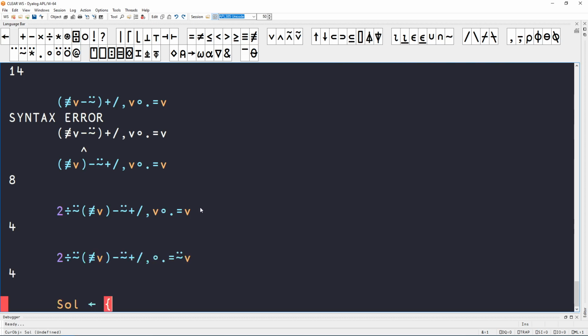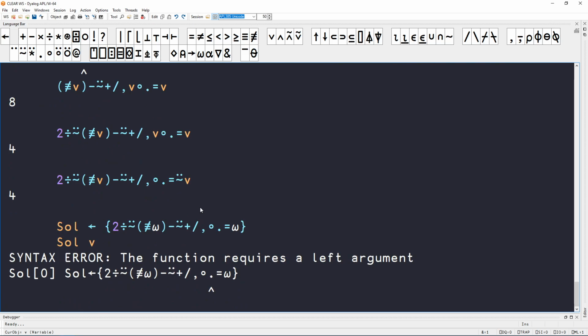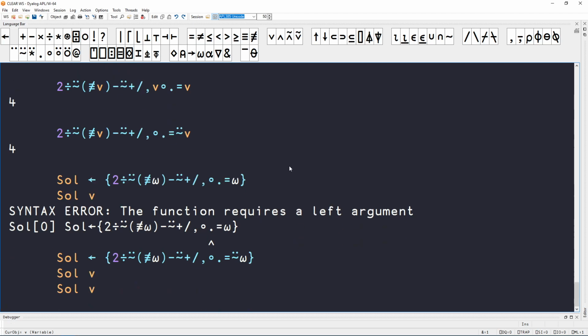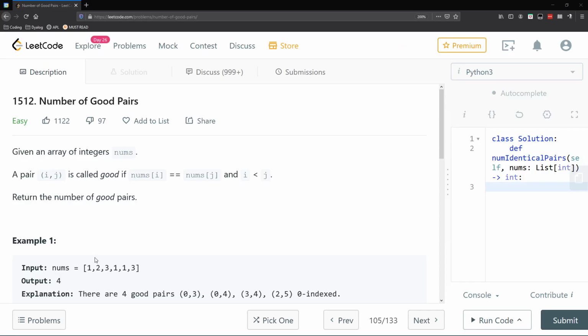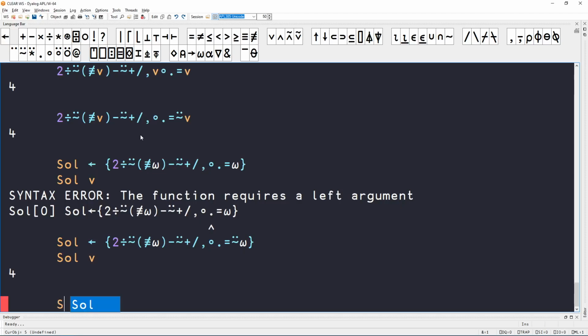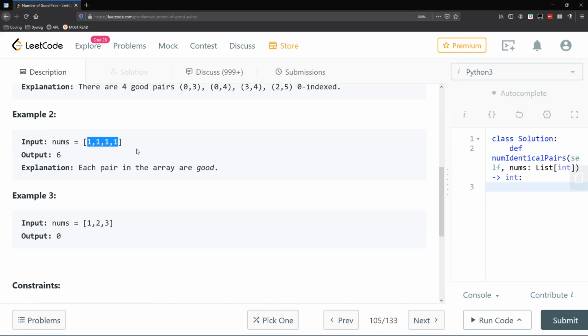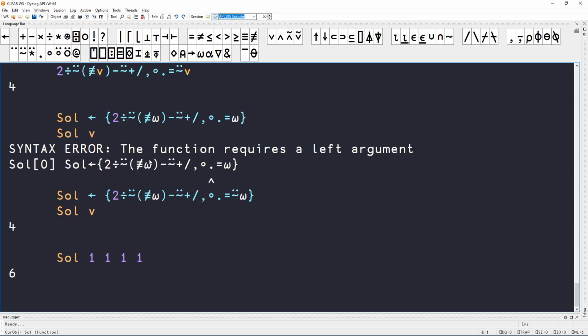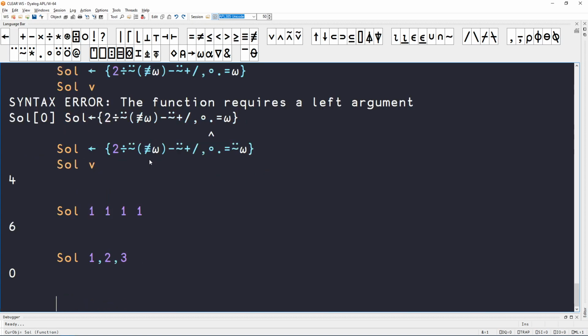And so let's save this as a dfn to test with the other sample test cases that they provide. Whoops, I missed the commute operator there. So the solution in our first example works fine. This should give 6. So let's see. 1, 1, 1, 1. And this should give 0 because all numbers are different. Okay, good. So this is it.